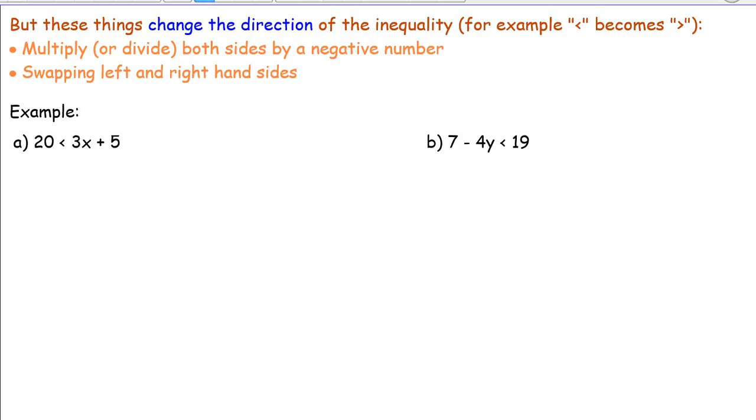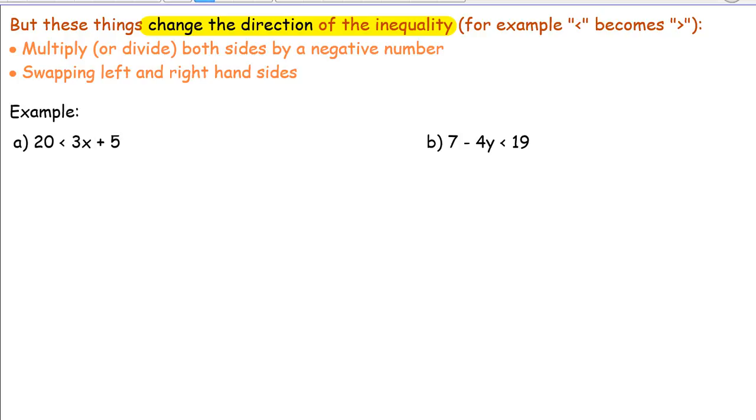Now here, these things change the direction of inequality. Now this is very, very important. So these things change the direction of the inequality. For example, if you multiply both sides by a negative number, then the direction of the inequality has to change. Now I already explained this. When you swap the sides, the direction has to change. So I'll show you by working out these examples.